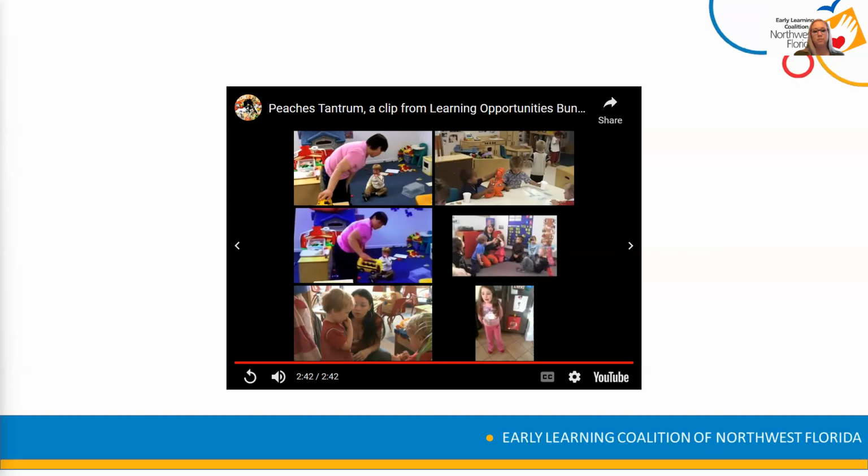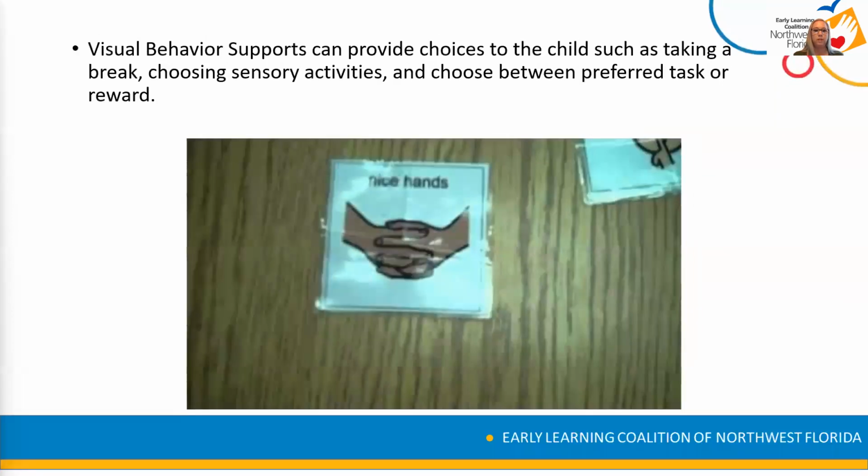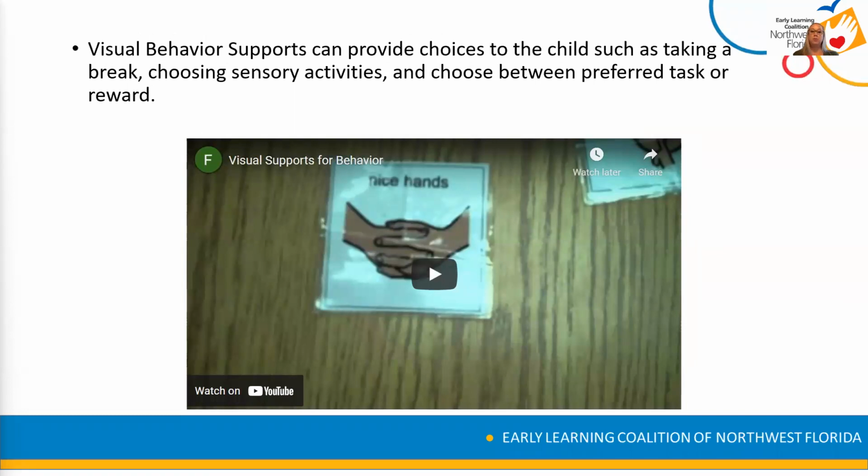Okay, let's move forward. Visual behavior supports can provide choices to the child, such as taking a break, choosing a sensory activity, and choosing between a preferred task or reward.